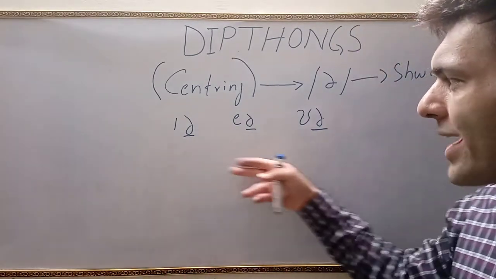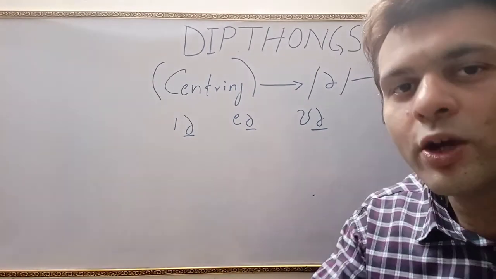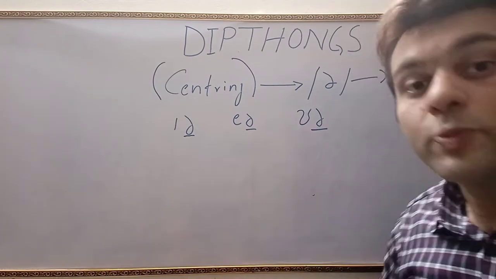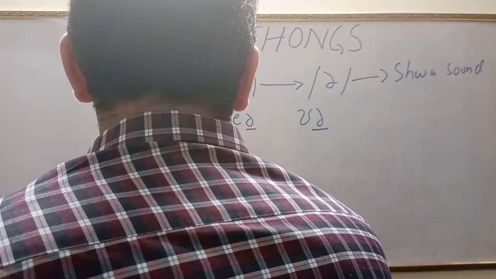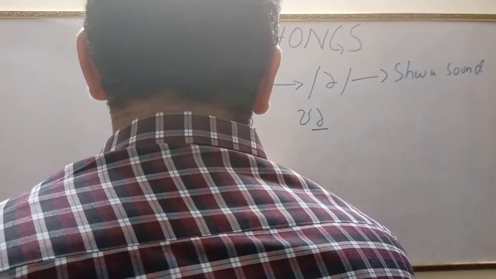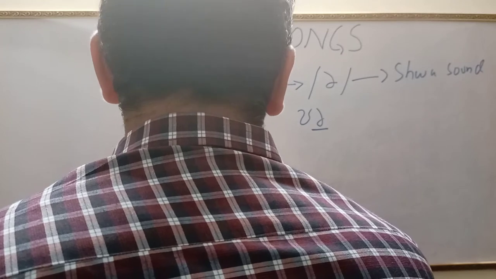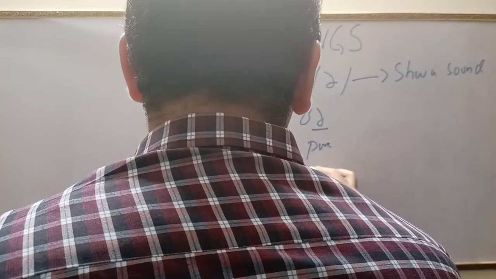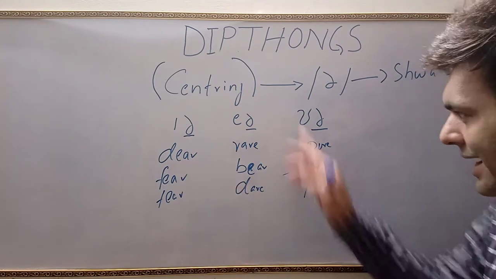Now let me write a few examples so that you people may have an idea. You may have a clear notion of in how many words, or in what type of words, we observe these diphthong sounds. So let's start. Look at this. I have written a few examples. You can easily identify these examples.